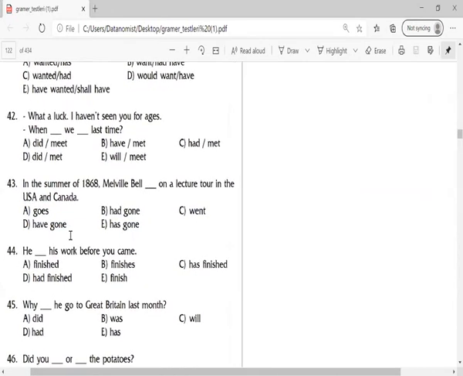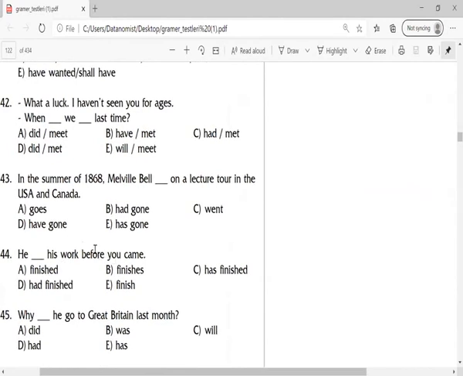Look at this, 44th one. He dash his work before you came. Where is the time? Came. So before. Something here before came. Whatever happened before came. So you visualize this. Whatever action happened before came. So had finished. He had finished his work before you came.